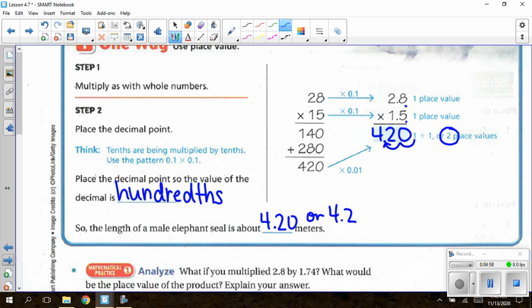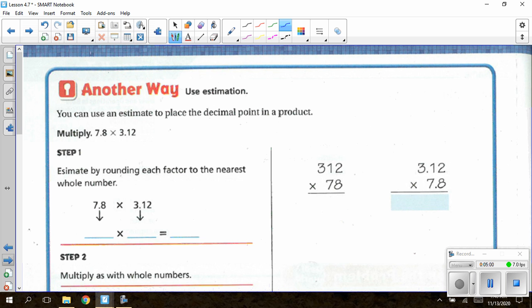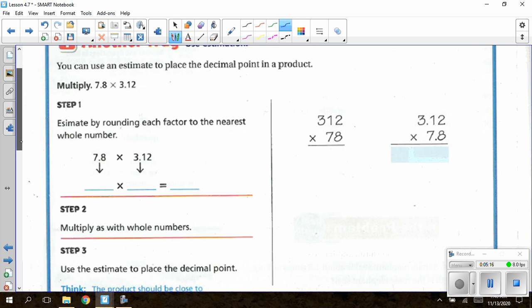Moving on to the next page, on page 272, you can use an estimate to place the decimal point in the product. However, this might be confusing for some people. You can't always just count the number of digits your decimal place value has to have.